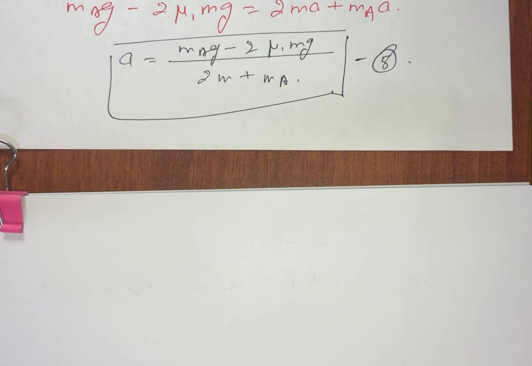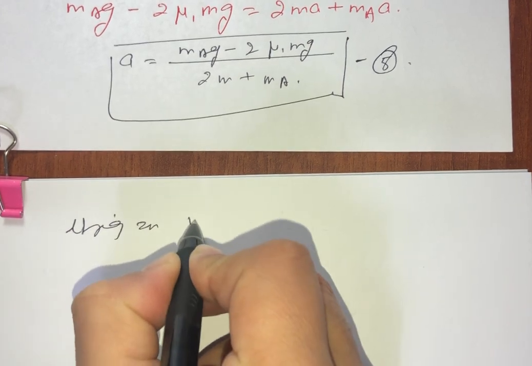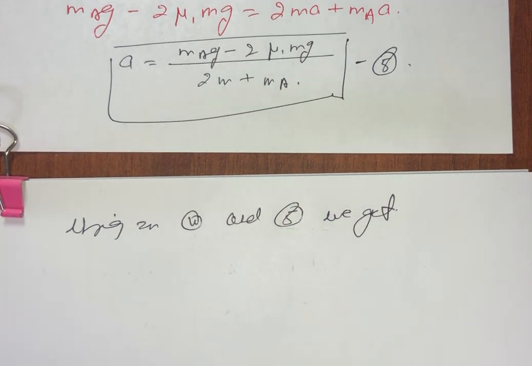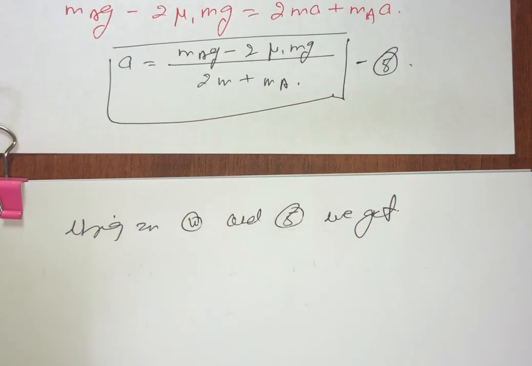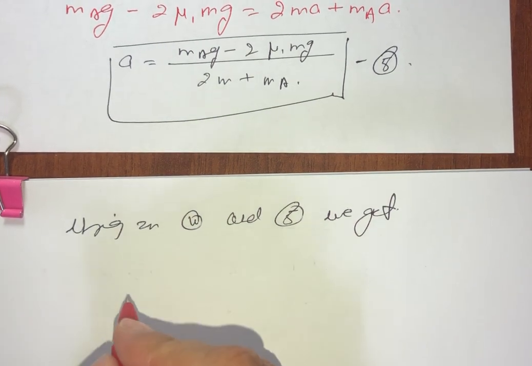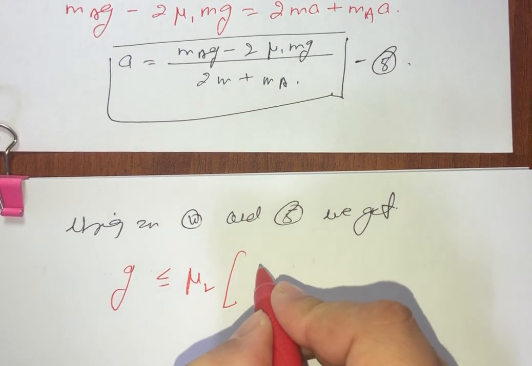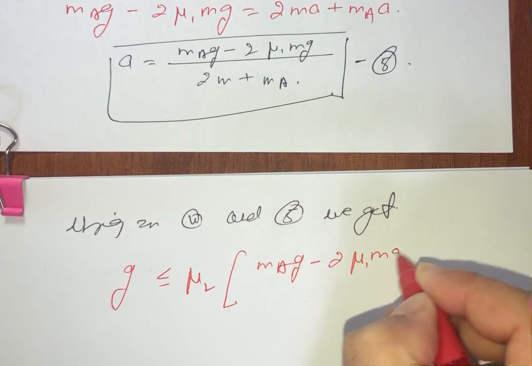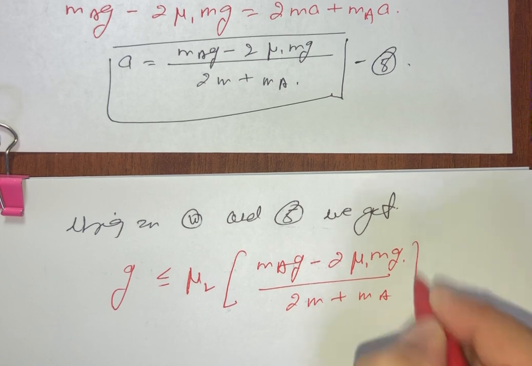So using equation 4 and 5, we get, sorry, g less than equal to mu2, substituting value of a, we get MAg minus 2 mu1 mg divided by 2m plus MA.